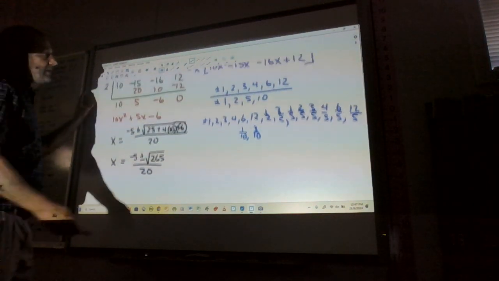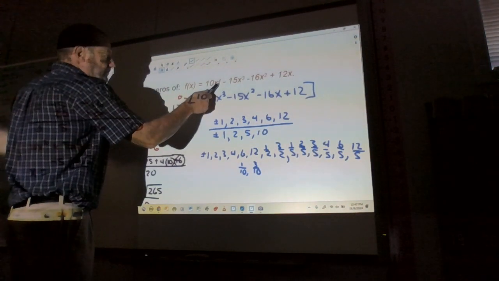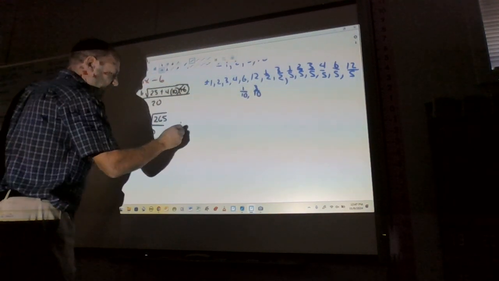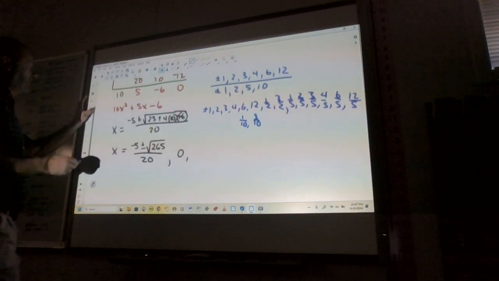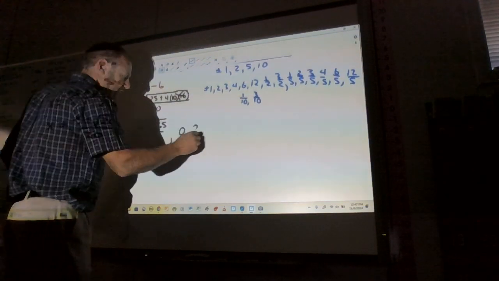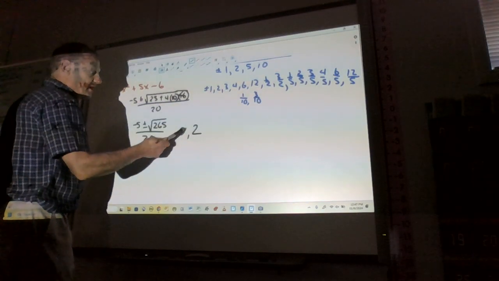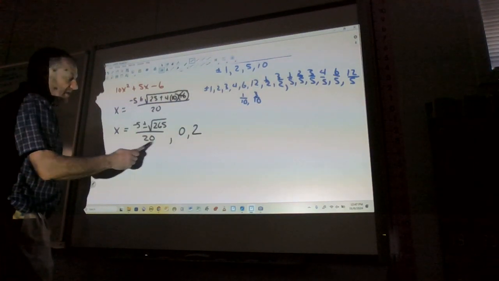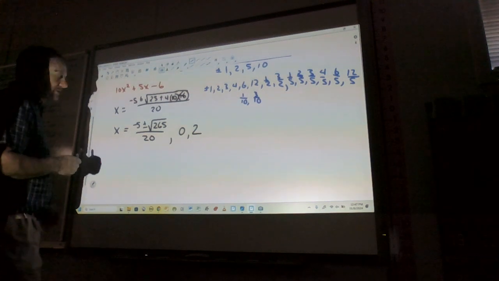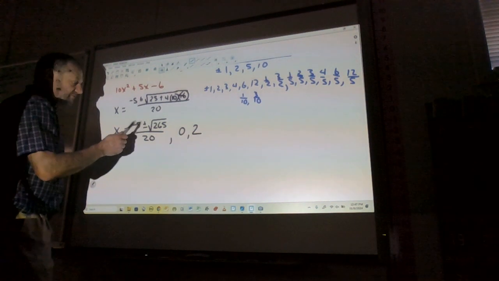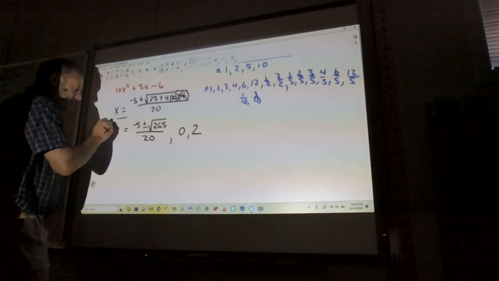So this thing has 4 solutions because it's degree 4. One of them is 0. One of them we found using synthetic division, that was 2. These are our rational solutions. If we were doing this over rationals, we'd be done with just those 2. These are real solutions. There's 2 of them, negative 5 plus the square root of 265 over 20, and one of them negative 5 minus the square root of 265 over 20.